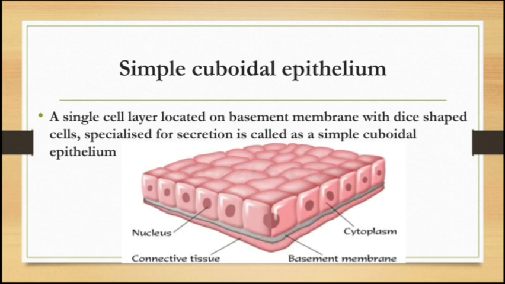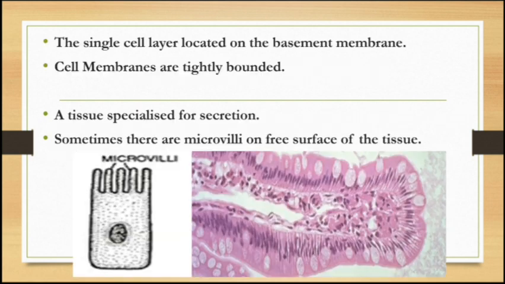So a single cell layer located on a basement membrane with dice-shaped cells specialized for secretion is called a simple cuboidal epithelium. So you can write down the definition and also the diagram. Then the single cell layer located on the basement membrane. Cell membranes are tightly bound.